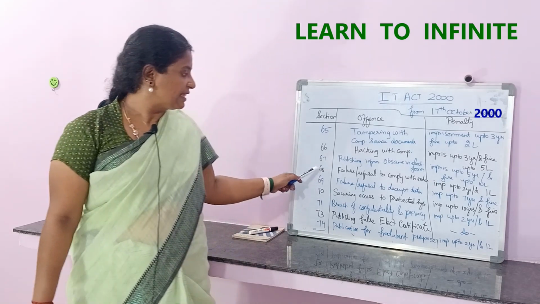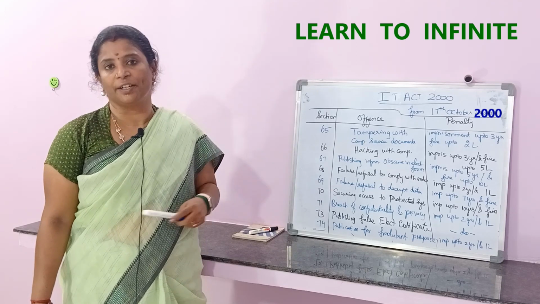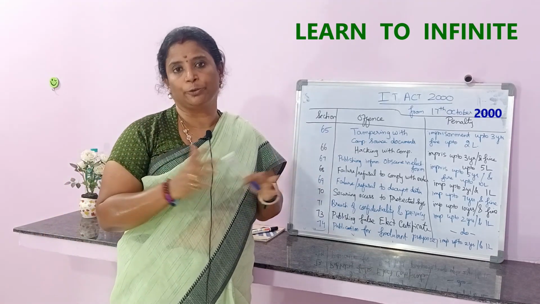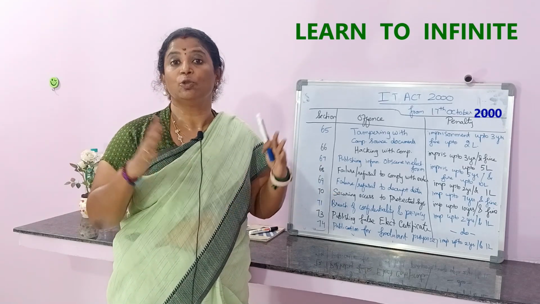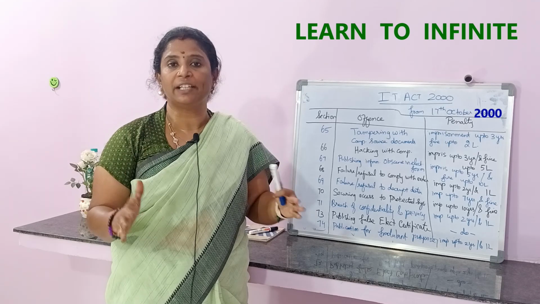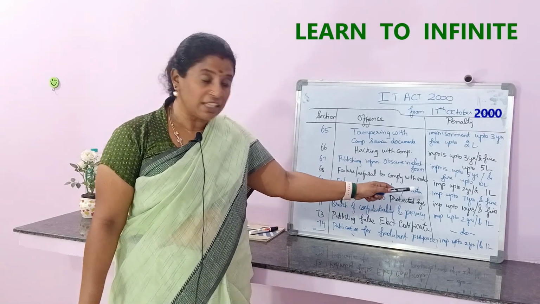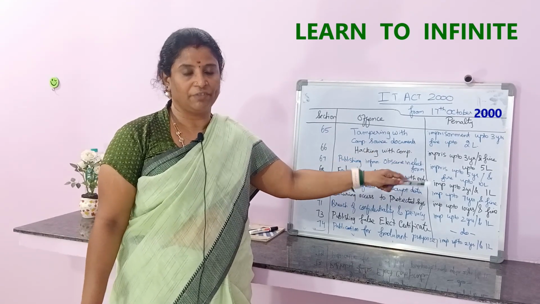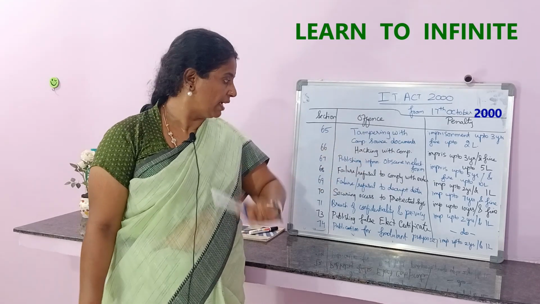Okay, next is section 68: failure or refusal to comply with order. As I told, if the higher authority has ordered you to send 75% of the documentation, but you have not done it, you have not obeyed the order, you are punishable under section 68, with imprisonment up to 2 years and/or 1 lakh. If it is more serious, both imprisonment as well as fine will be imposed.